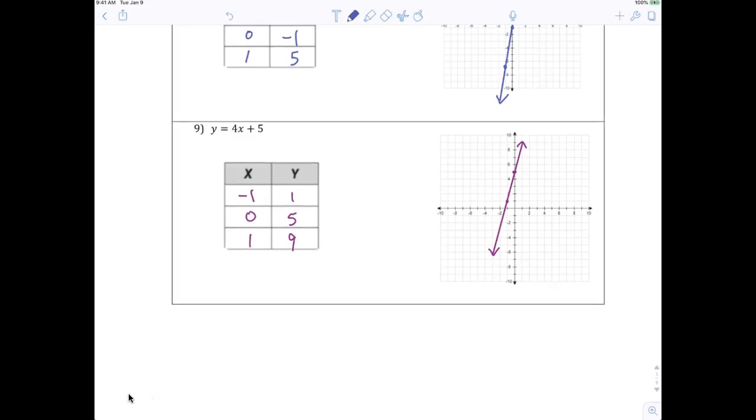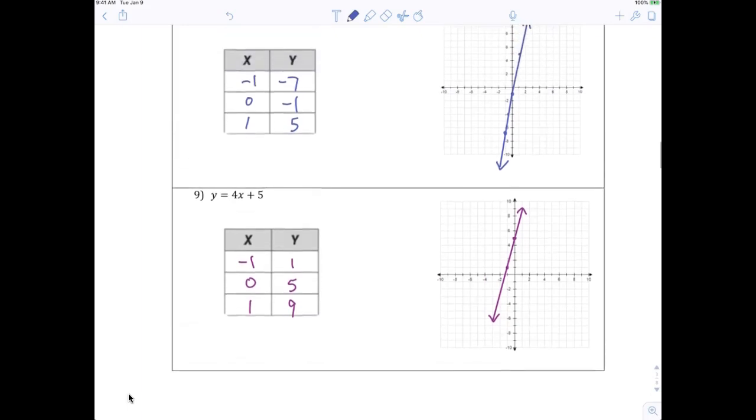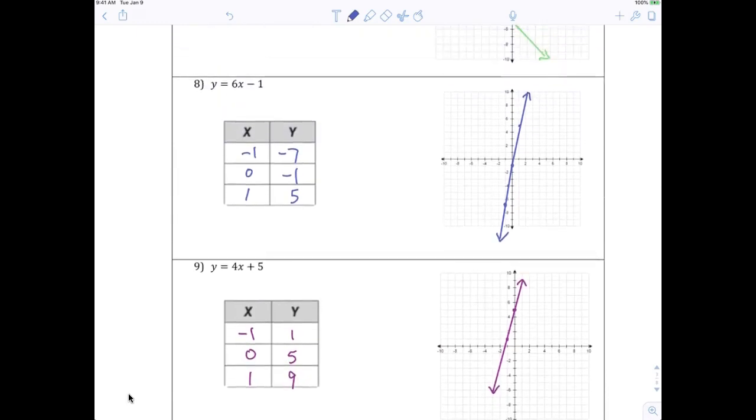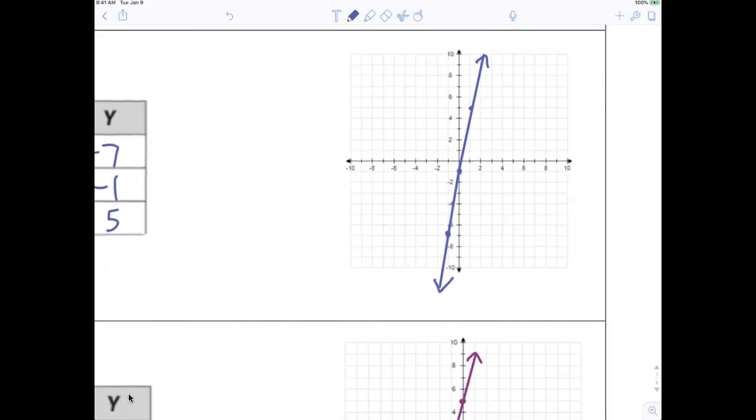Can you go back to 8? Are you having trouble with 6 times 0? No, I get how you did it, but how you plot it. You plot the x first. What is the x coordinate? 0. Then you go down 1.